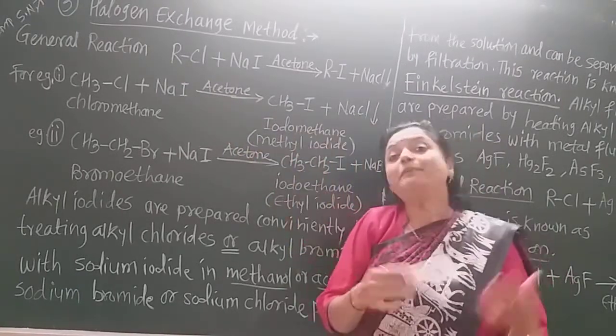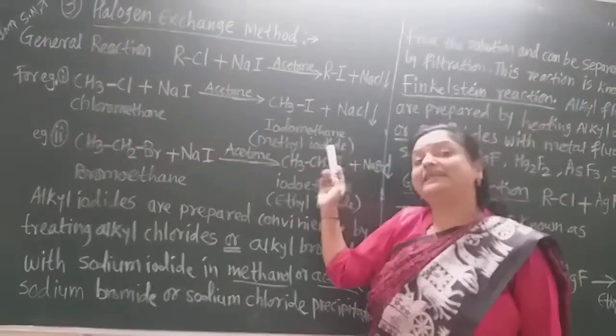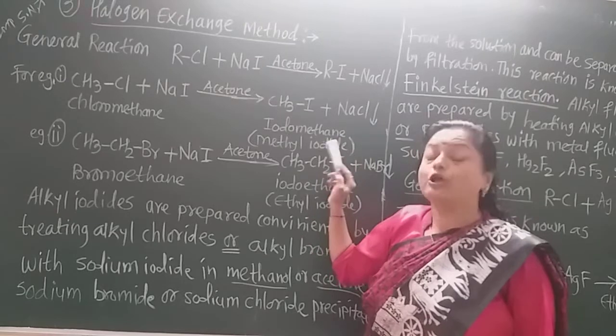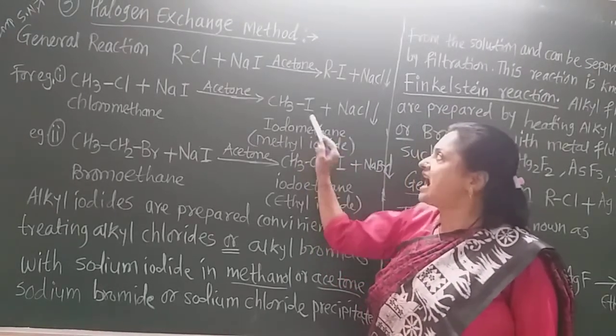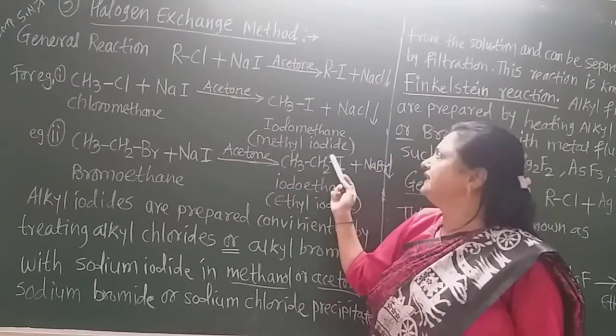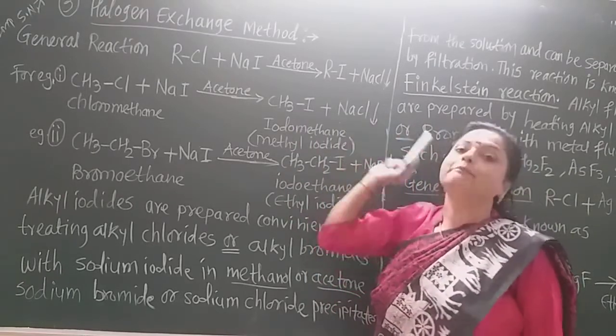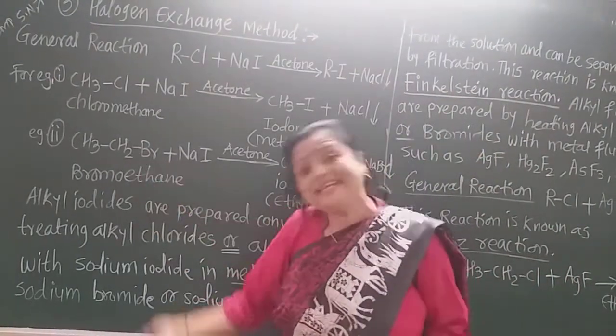Now here definitely there is the formation of methyl iodide, because in this chemical reaction alkyl iodides especially are formed. So this is iodomethane, which is its IUPAC name, or it is methyl iodide, and this will get precipitated. Now take another example. You can take so many examples.